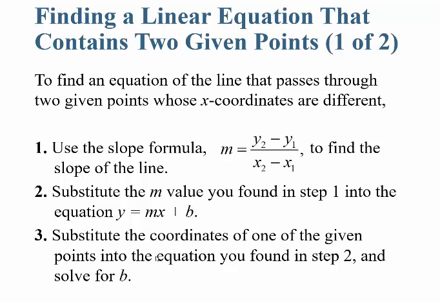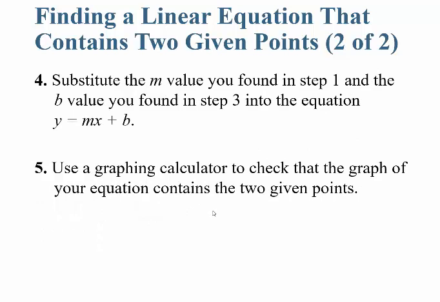All right, so now after I've done that, I've just solved for b. So you're going to substitute the m value found in step 1 and the b value found in step 3 into the equation. So you're going to get your y is equal to mx plus b now. And then finally, if you want, you can use your graphing calculator to check that the graph of your equation contains the 2 given points. Always, always, always.